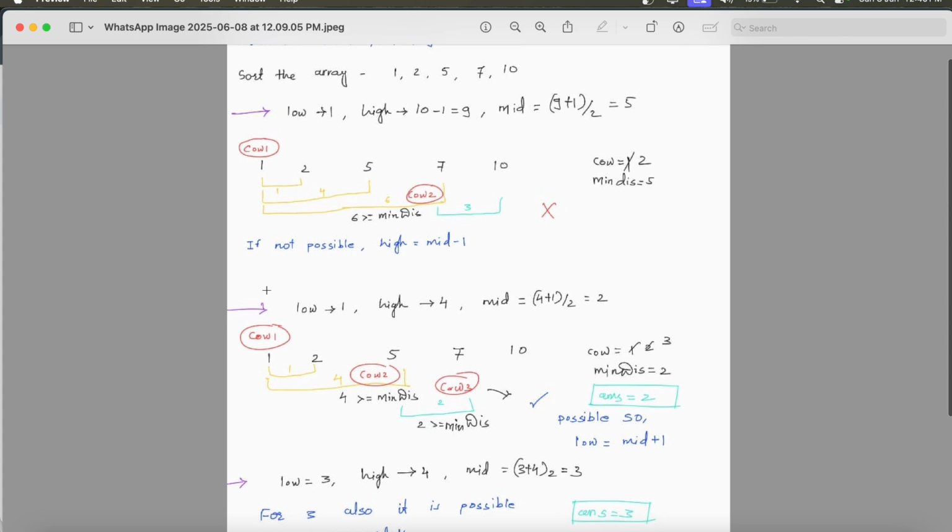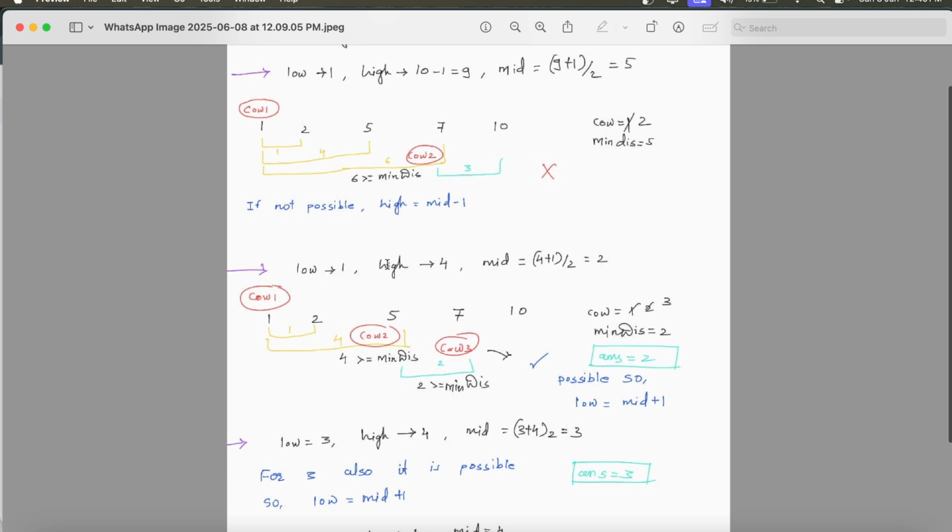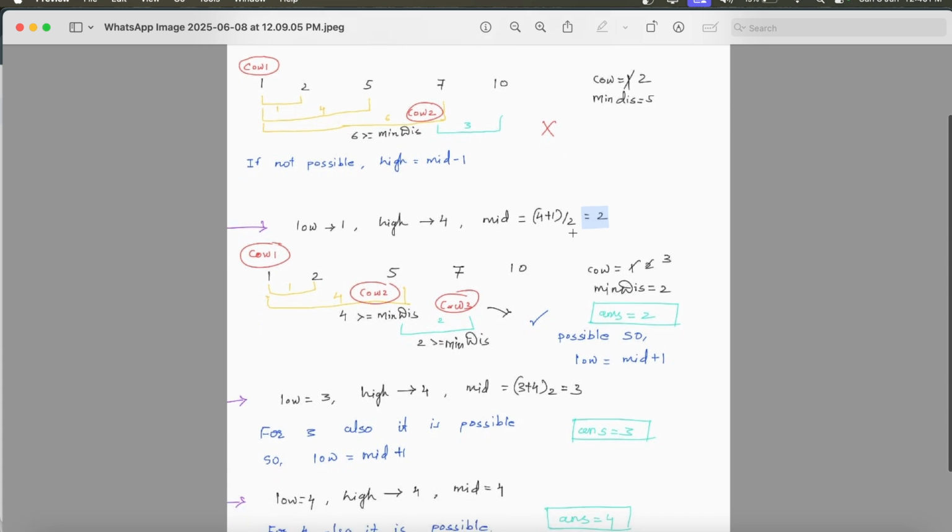Okay, so our new binary search values are low equals 1, high equals 4, and the mid is basically 2 now. Now we try to figure out if 2 is the answer that we can get. First cow definitely we will place at the 0th location. We will check if the distance between the two stalls is greater than or equal to 2. If it is, then we can keep our second cow at that location.